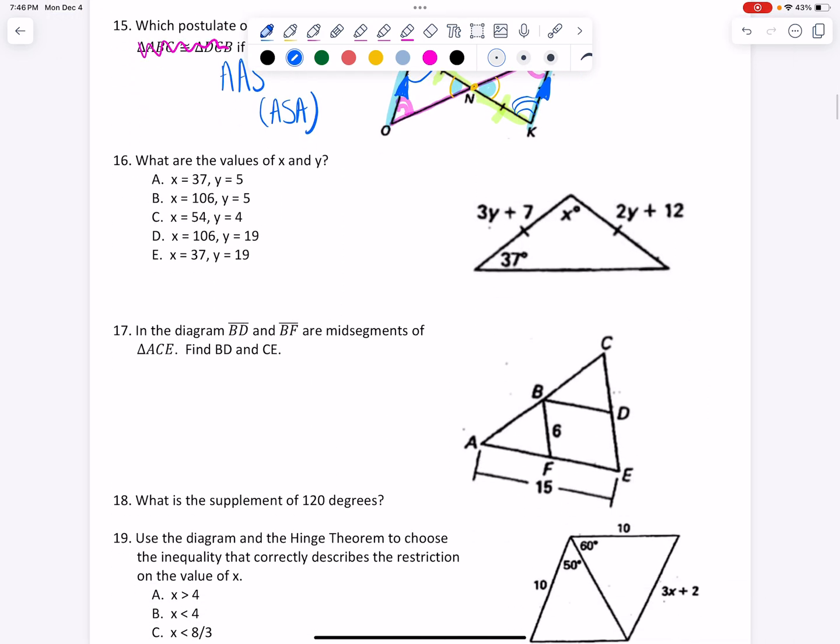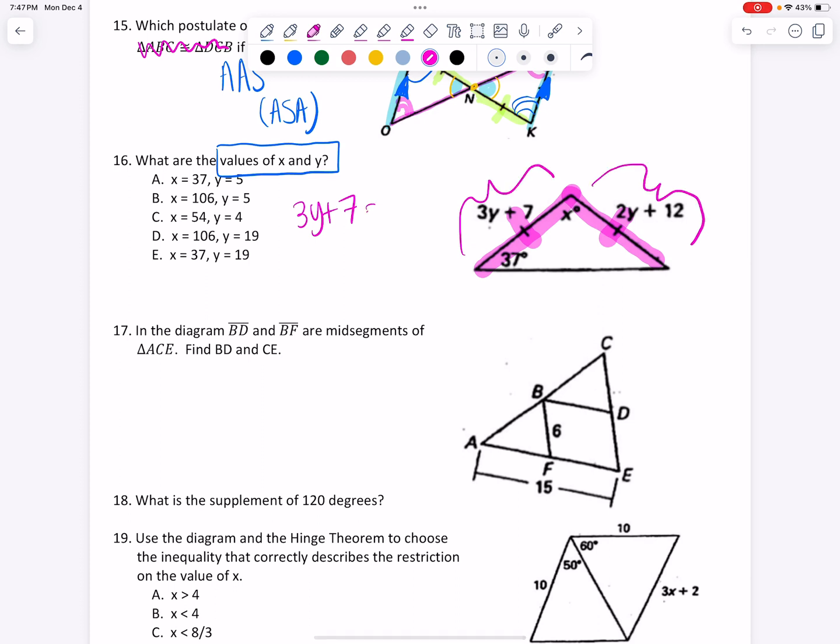All right, what are the values of X and Y? I like to put a box around what I'm looking for. The first thing I notice in this triangle is that it is isosceles. It does not have these marks on here for fun. It has a set of two legs that are congruent to each other. So I can set 3y plus 7, this leg, equal to this leg, 2y plus 12, and that's what's going to allow me to solve for y.